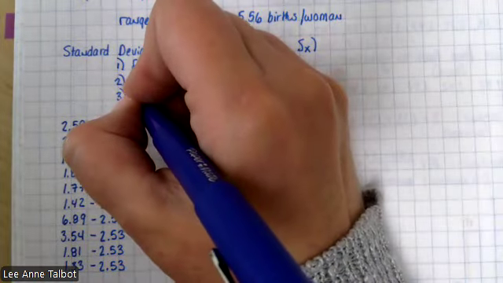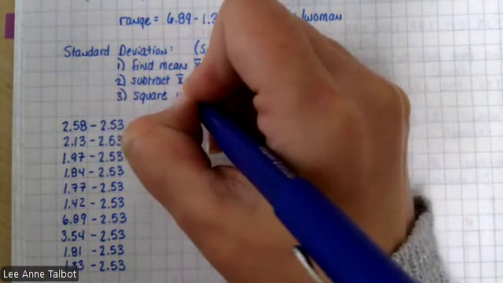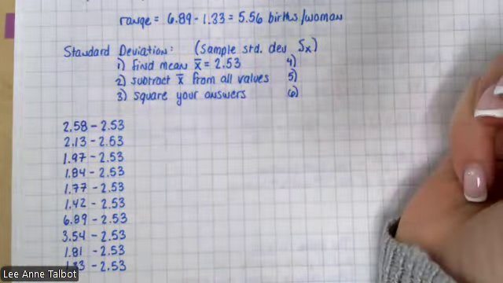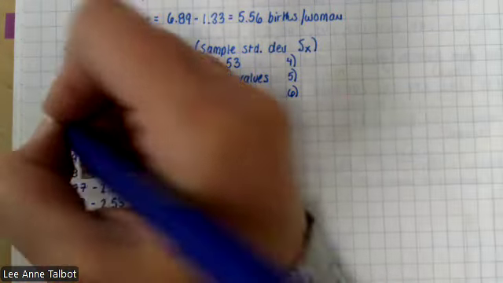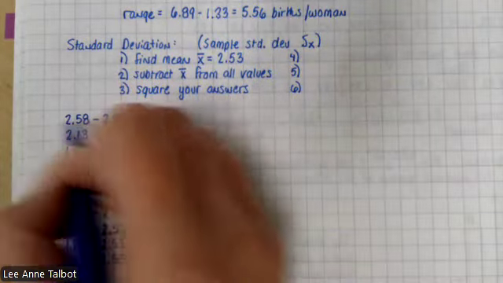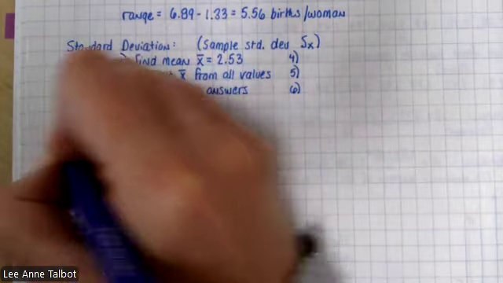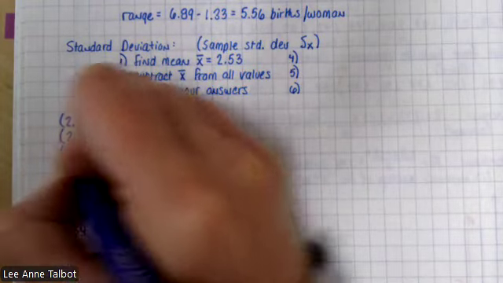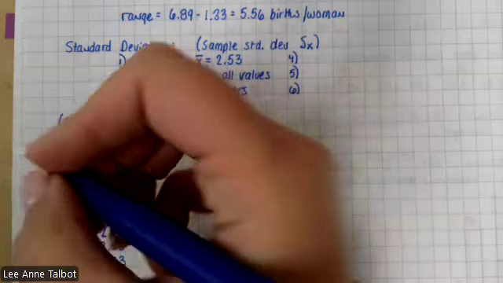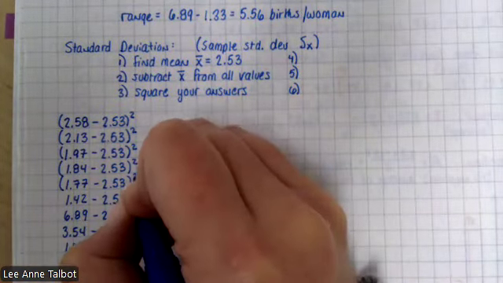Step 3 is square your answers. Okay, so in this case, I am going to put parentheses around this and square. You can find your answers first and then square them if you want, but I'm going to do this in one step.